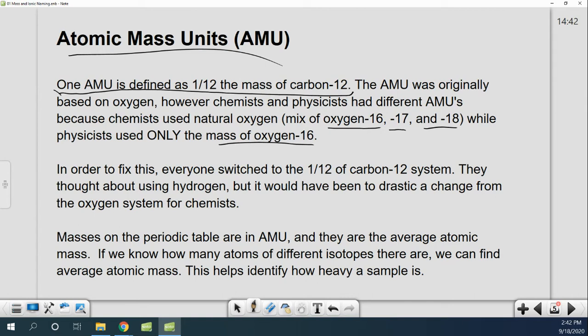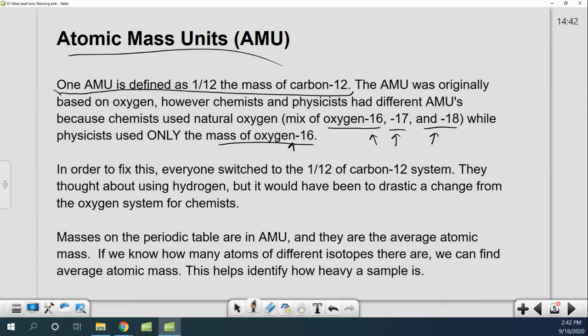One based on just whatever oxygen 16 weighed, the other based on the average of however many oxygen 16s, 17s, and 18s occur naturally in the world. So we got 2 different disciplines, chemistry and physics, both calling it an atomic mass unit and both being different numbers. That's a problem. So they want to fix this.